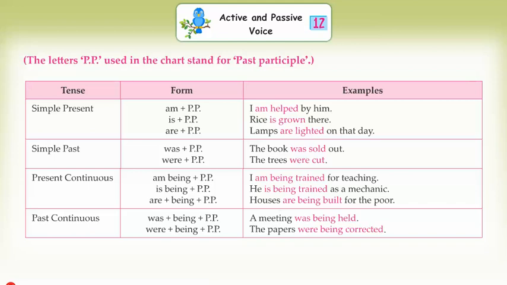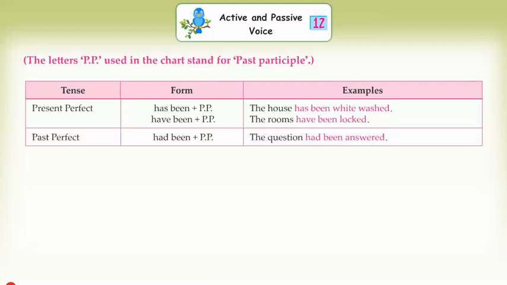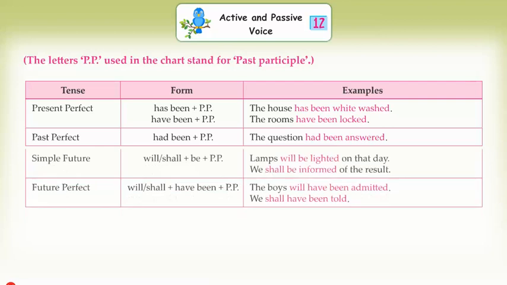Past continuous: was being plus PP. A meeting was being held. Were being plus PP. The papers were being corrected. Present perfect: has been plus PP. The house has been whitewashed. Have been plus PP. The rooms have been locked. Past perfect: had been plus PP. The question had been answered.